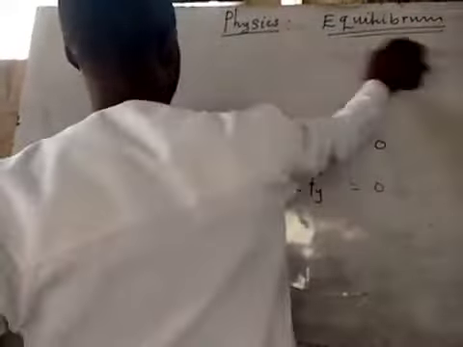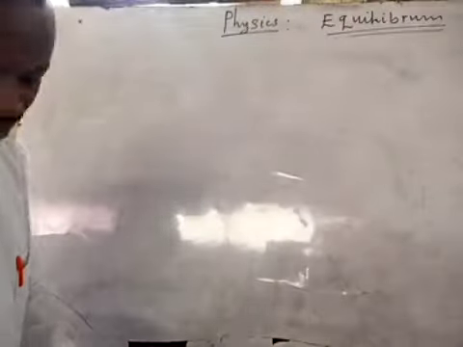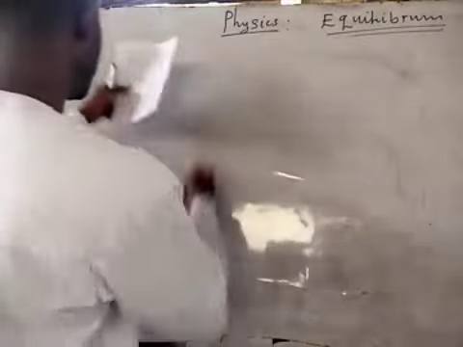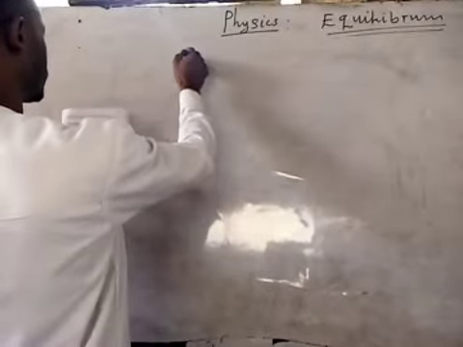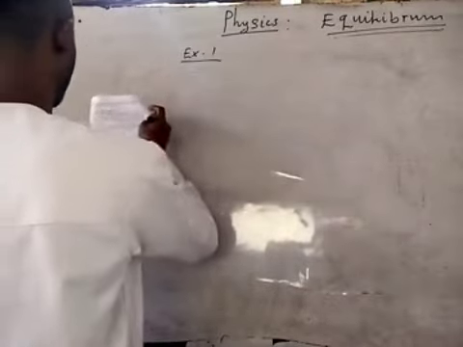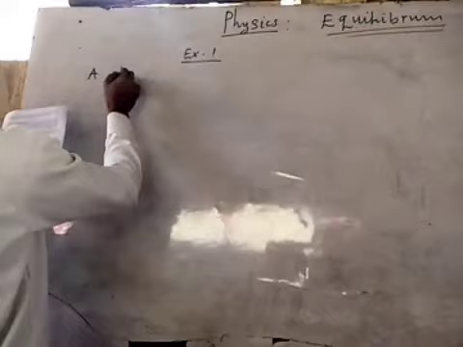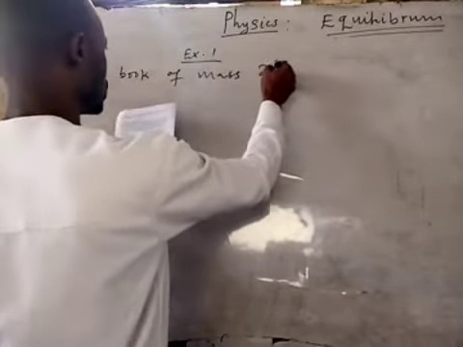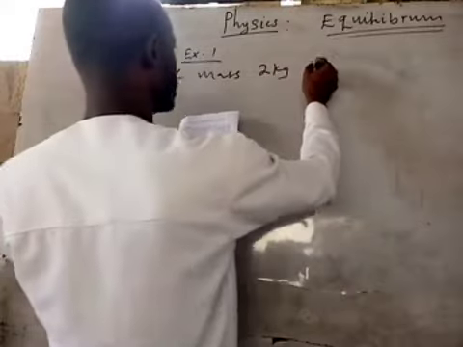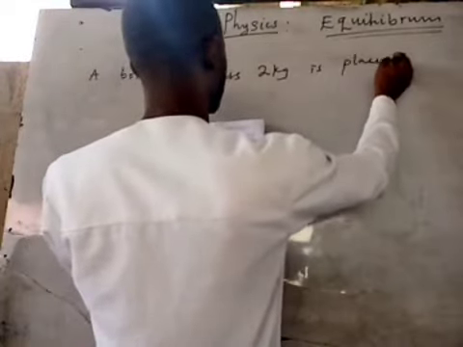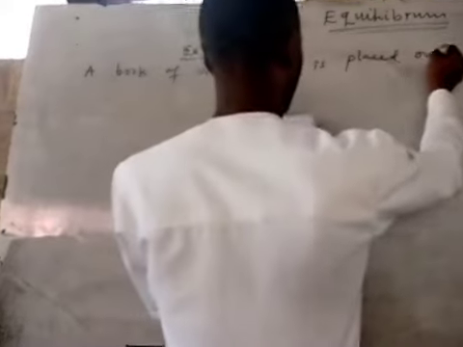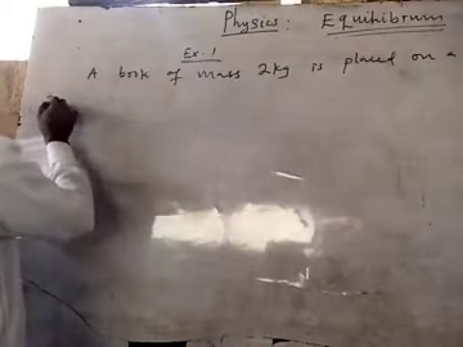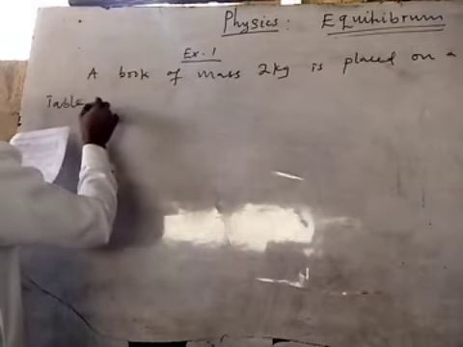All right, let's take the first question and see what it is asking us. Question 1, exercise 9: a book of mass 2 kg is placed on a table.